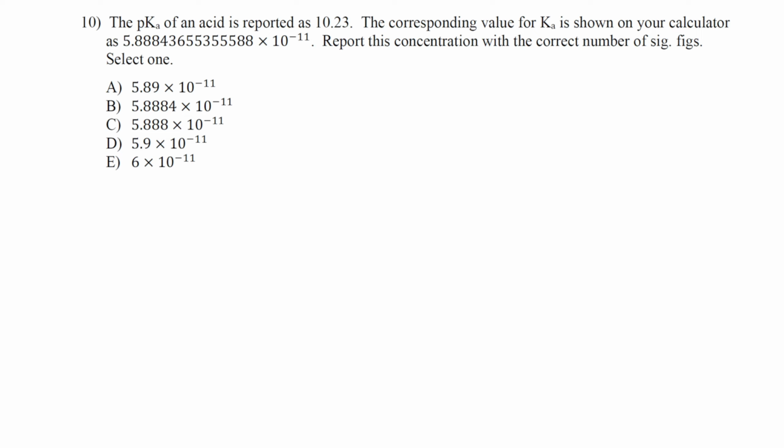Okay. The pKa of an acid is reported as 10.23. The corresponding value for Ka is shown in your calculator as this. Report the concentration with the correct number of sig figs. So this is the pKa, which means this number here is a logarithm. And in the logarithm, all the significant figures are after the decimal place. So this has 2 sig figs. So we need a corresponding Ka that has 2 sig figs. The answer is D.